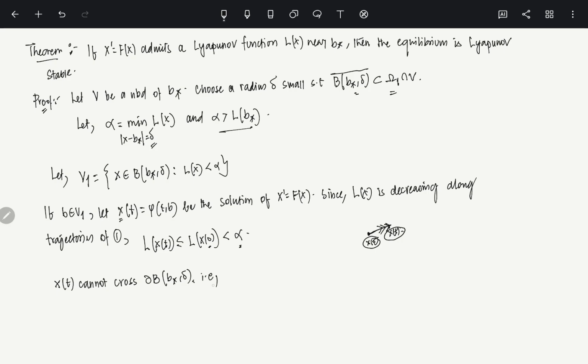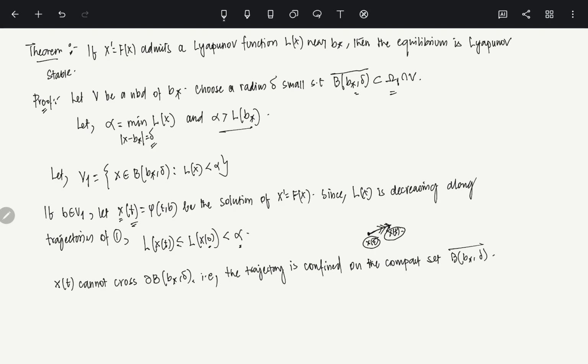So if I start with a trajectory, say this is some trajectory, the trajectory is confined on a compact set. What is the compact set? The ball with center V star and radius delta, the closure of that.